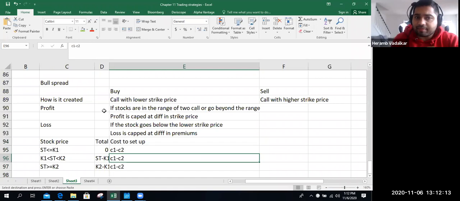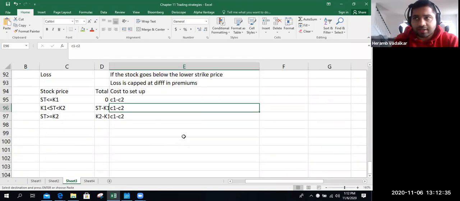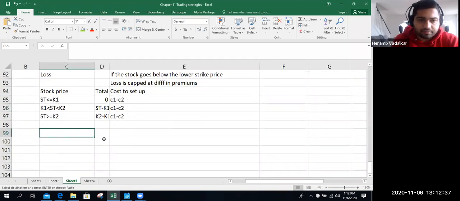So when does it make money? If the stock is in the range between the two call options or goes beyond the range. Okay, so if it goes up, it will make money. Profit is capped at the difference between strike prices. Loss happens if the stock price goes below the lower strike price. The loss is capped at the net premium paid. Okay, so I'll explain that.